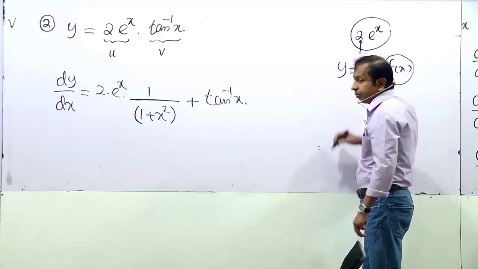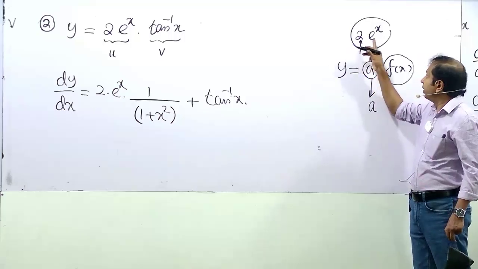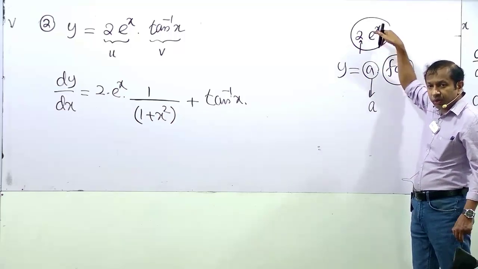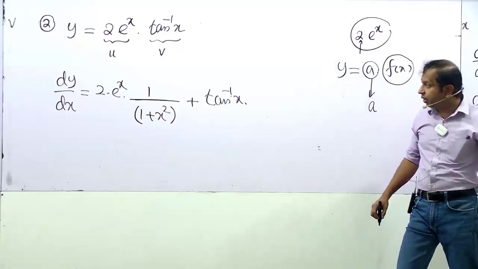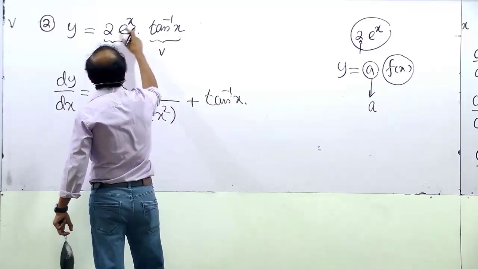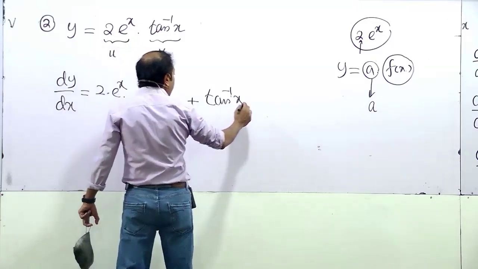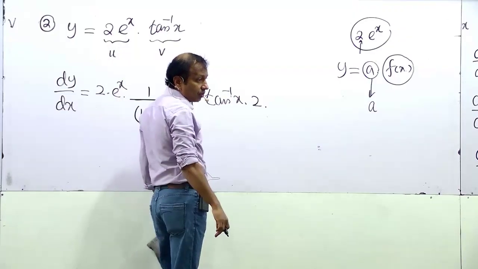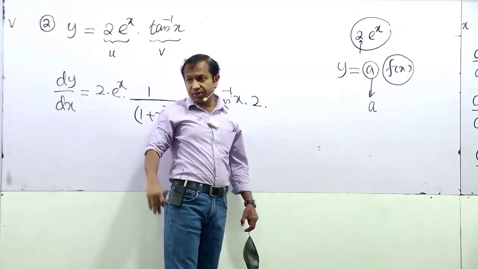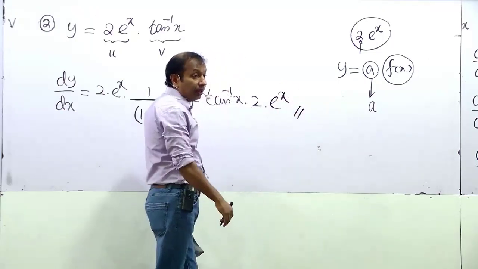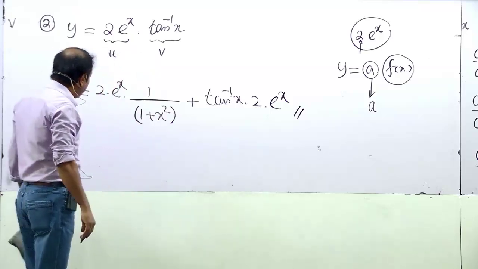2 is a constant, 2 and e^x as a product, then keep this 2 as the same and derivative of e^x is e^x. When you differentiate 2e^x, keep the 2 as the same, derivative of e^x is e^x, then we get e^x here. This way we can take first method.